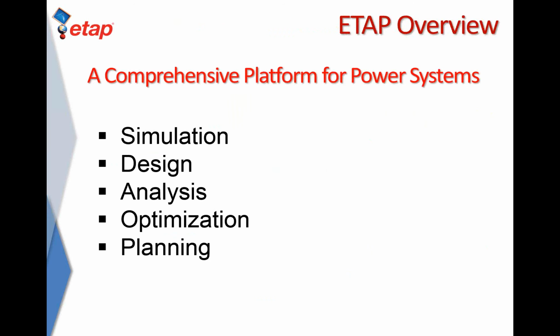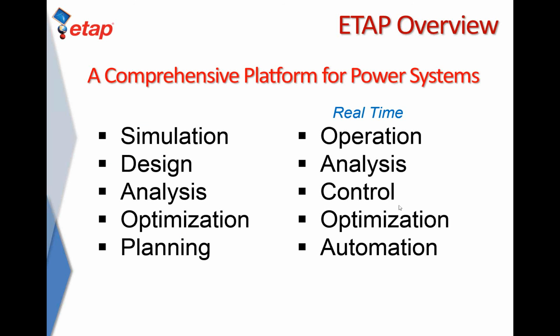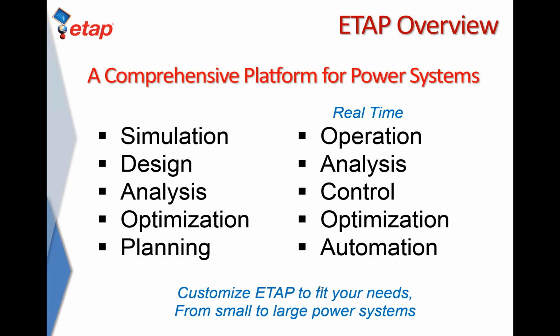ETAP basically is a software that allows you to migrate all the way from simulation, design and analysis of your electrical system all the way into real-time operations. And because ETAP is extremely flexible, there are no limits on the number of components. You can essentially model networks from very small systems such as aircraft systems or shipboard systems all the way to large transmission and distribution systems.